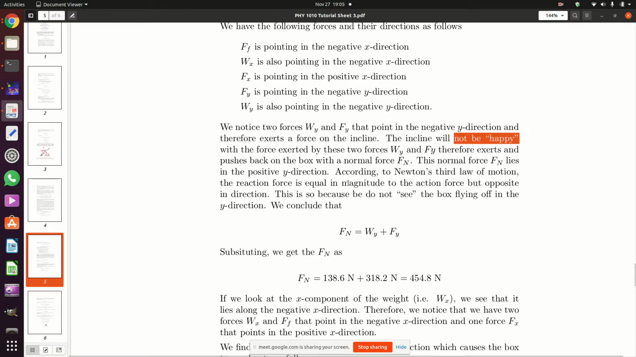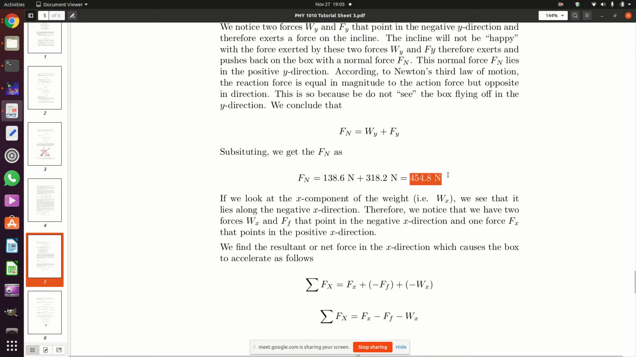But what did the incline do? The incline exerted a reaction force, which is the normal force. Since the box was not flying off the incline, it means that the incline exerted a reaction force equal but opposite to the forces being applied in the negative y direction. The two forces acting in the negative y direction were Fy and Wy. So the normal force has to be equal to these two forces, and that's how we proceeded to find this normal force. So we were done with the y direction.